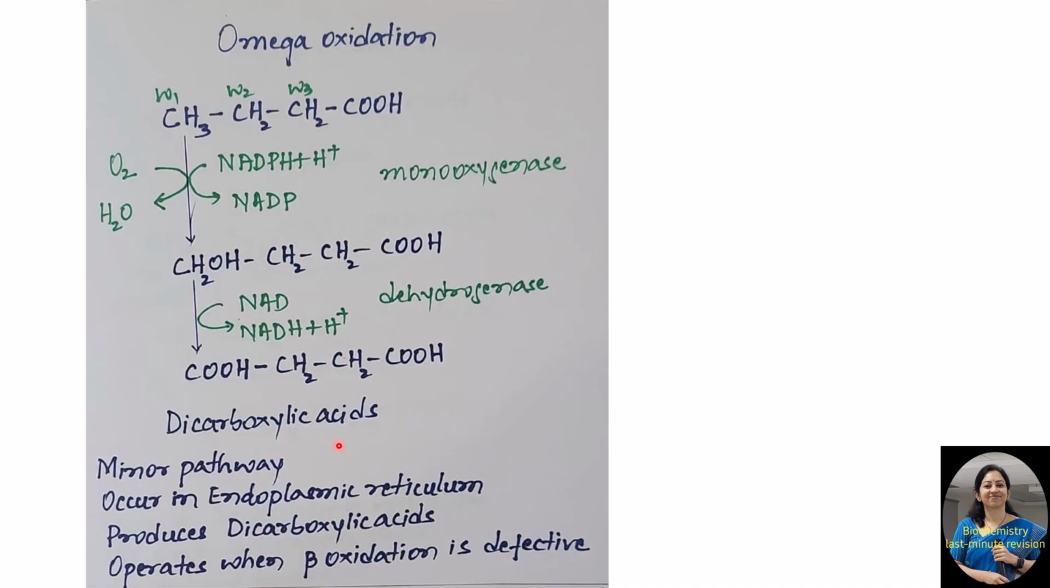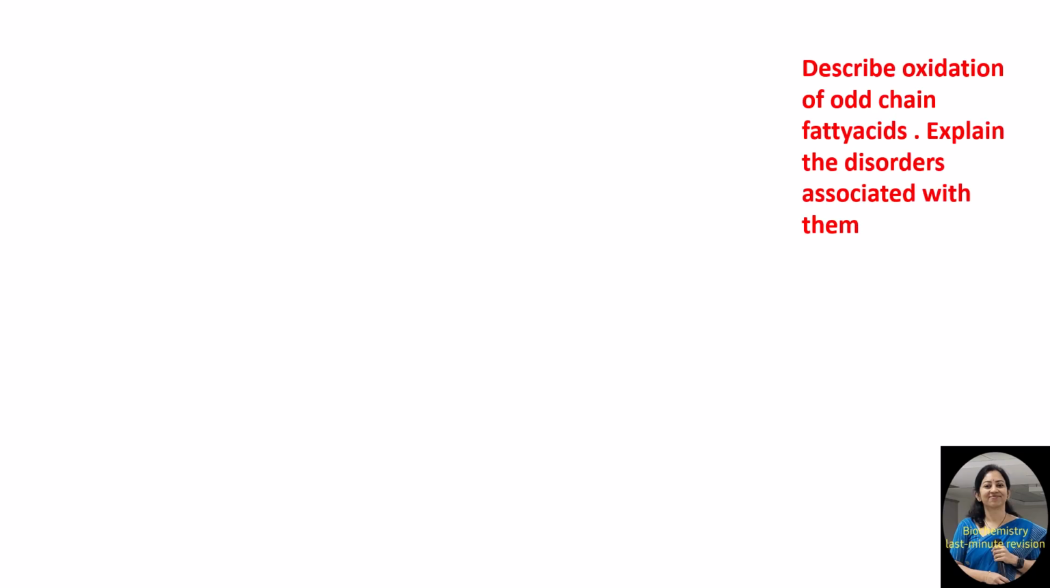Now this is a very minor pathway. It occurs in the endoplasmic reticulum, and it ends up with formation of dicarboxylic acid. The significance of omega oxidation is that it operates when beta oxidation is defective. So the question that can be asked is, describe omega oxidation, what is its significance? Significance you need to write. This pathway comes into picture only when beta oxidation is defective.